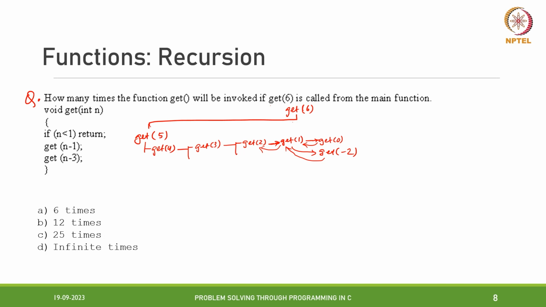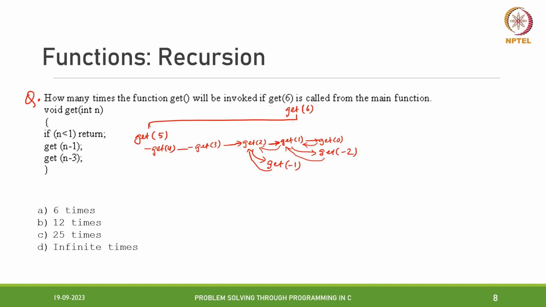I have returned the flow of the code to get of 2. The next step would be to do get of n minus 3. So now get of 2 would call get of n minus 3, that is 2 minus 3, that is minus 1. Now for get of minus 1, again n is less than 1, so it will return 0, so it will simply return back here. Now after this returns back, who had called get of 2?